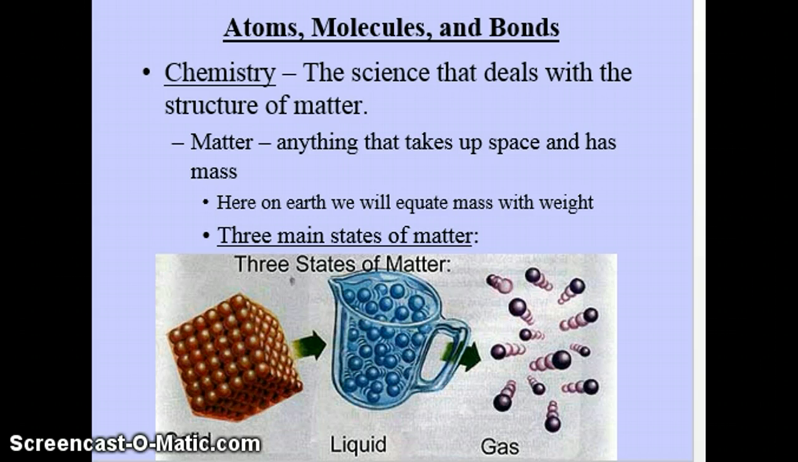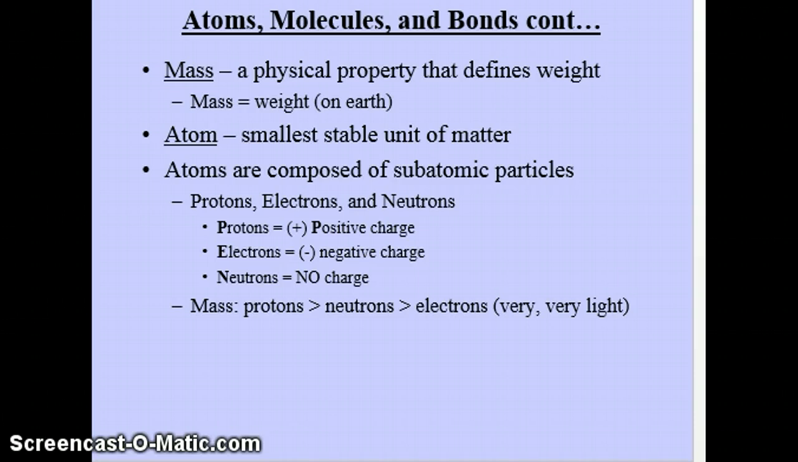And again, there are three states of matter. There are solid, liquid, and gas. There are two other states, but we don't go over those. So it's solid, liquid, and gas. So something can be solid, a liquid, or gas. Those are the three different types of matter.